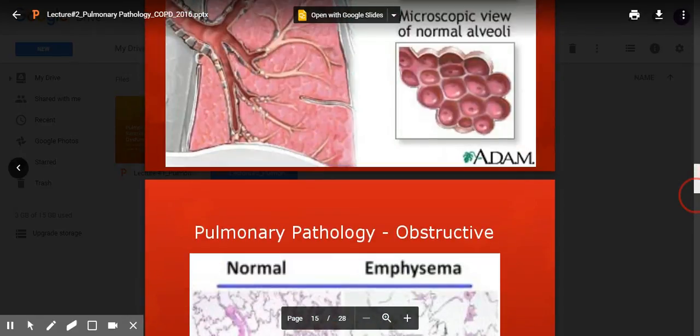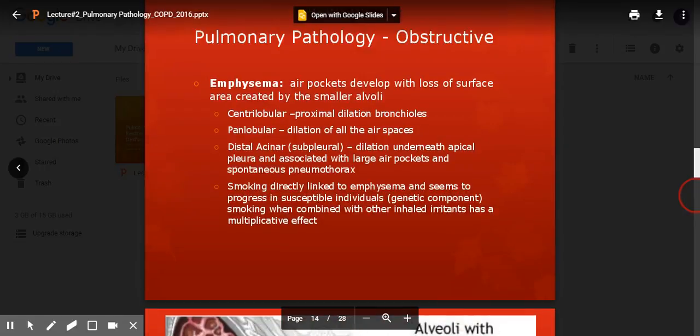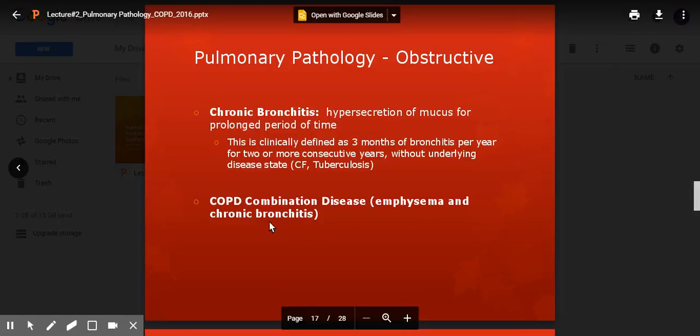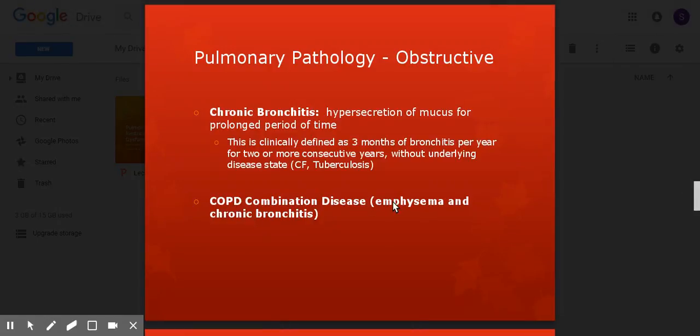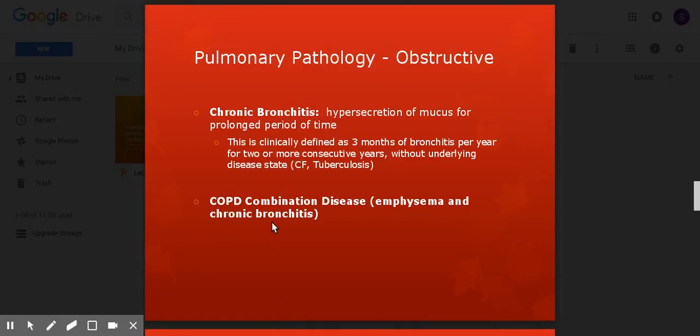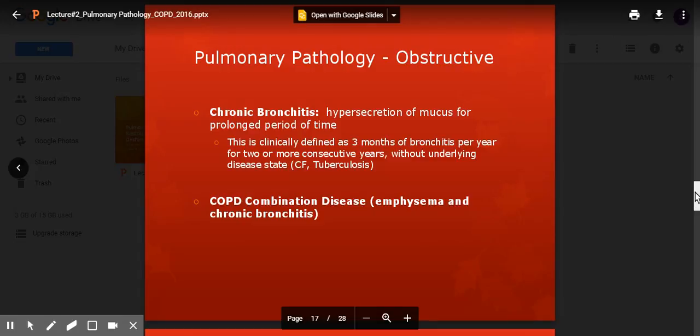Chronic bronchitis and emphysema, which we just discussed, are talked about together in what's referred to as COPD combination disease. In the clinic, when you see patients, they will often just be referred to as having COPD rather than COPD combination disease. So when you see a chart that says the patient has COPD, you can assume that they have emphysema and likely some component of chronic bronchitis.